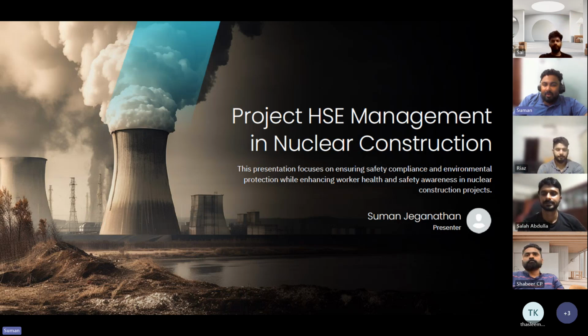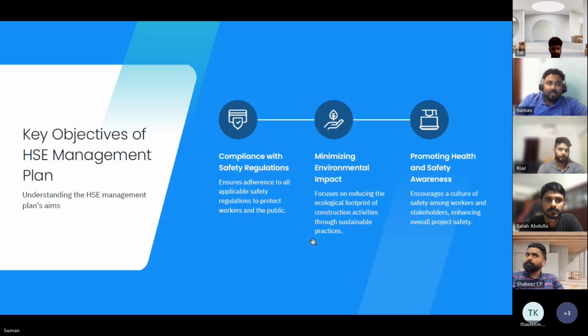So this presentation focuses on safety compliance, the protection of the workers, and safety awareness during the nuclear project. The key objectives of HSC management: usually in projects we call it the HSC plan or HSC management plan.